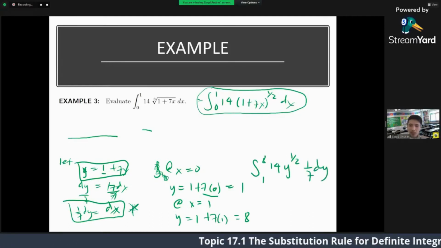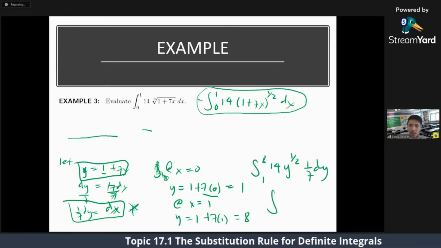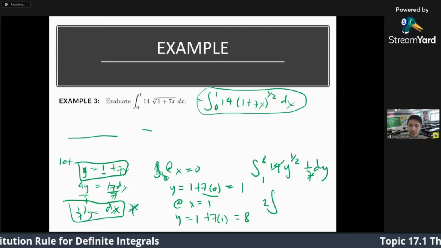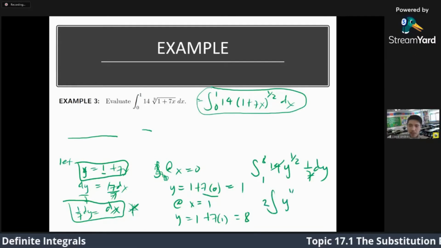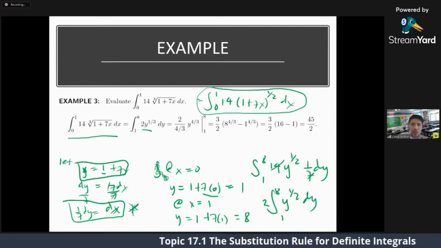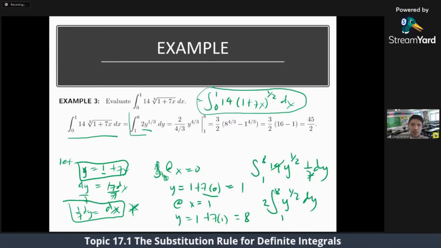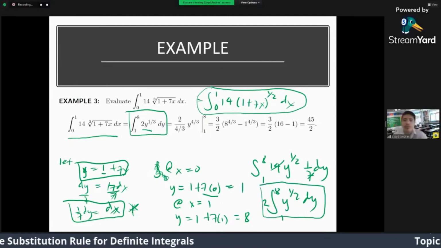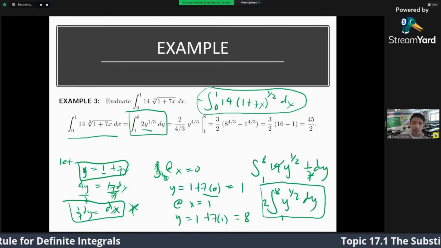So simplifying, the integral of 14 and 7, we get 2 only. We can move it out. Y raised to 1/2 dy from 1 to 8. So that's how it became. It came from substitution, then simplify, and then after, apply.